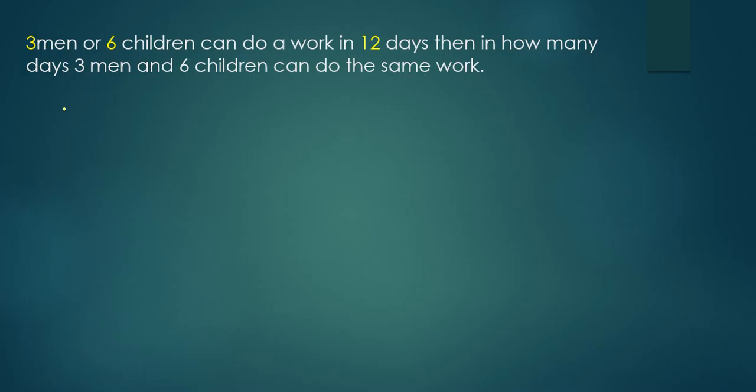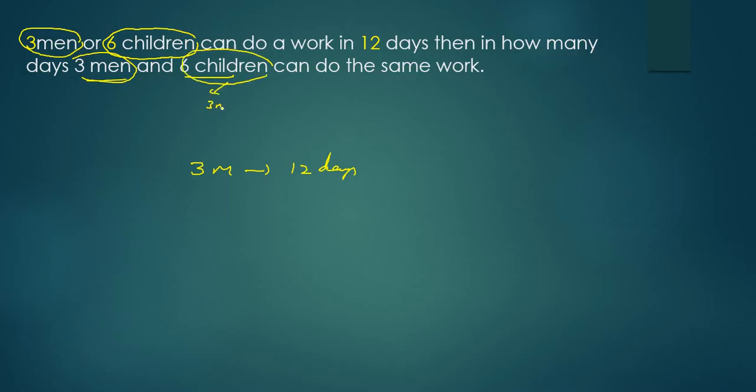See here, 3 men or 6 children can do the work in 12 days. In how many days can 3 men and 6 children do the work? Simple. The efficiency of 3 men is the same as the efficiency of 6 children, because of the word 'or'. If 3 men can do the work in 12 days, now 3 men and 6 children. These 6 children can be replaced with 3 men because these two efficiencies are the same.